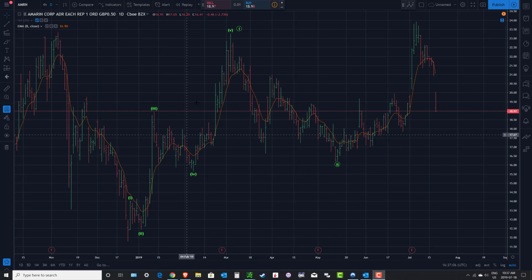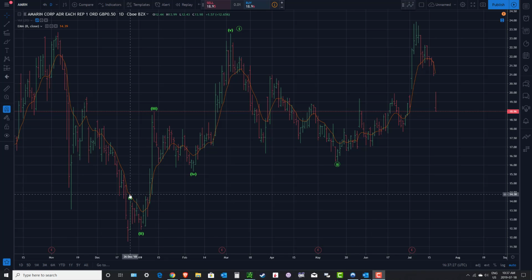All right, Evan. So I'm just going to do a little tutorial here on how I work extensions and maybe, to a lesser degree, some retracements. So just looking at the chart of Amarin here, and I'm just going back to this structure that was a nice Elliott 5-wave impulse wave.